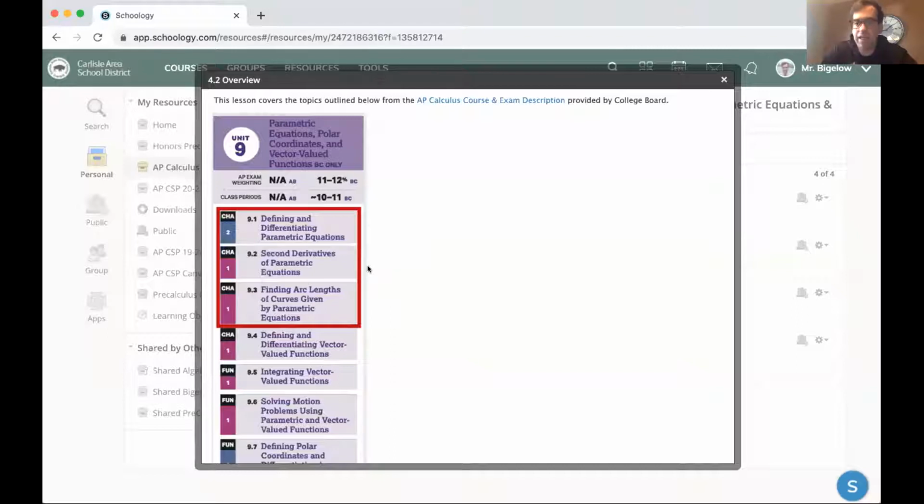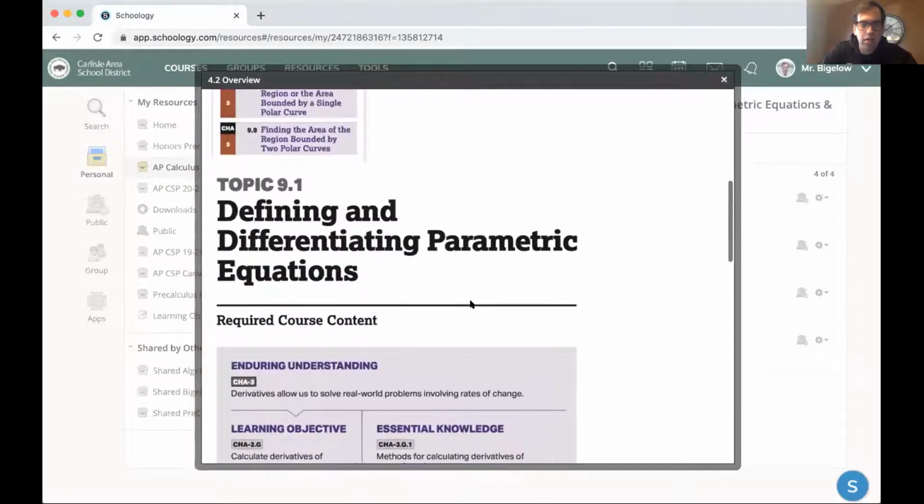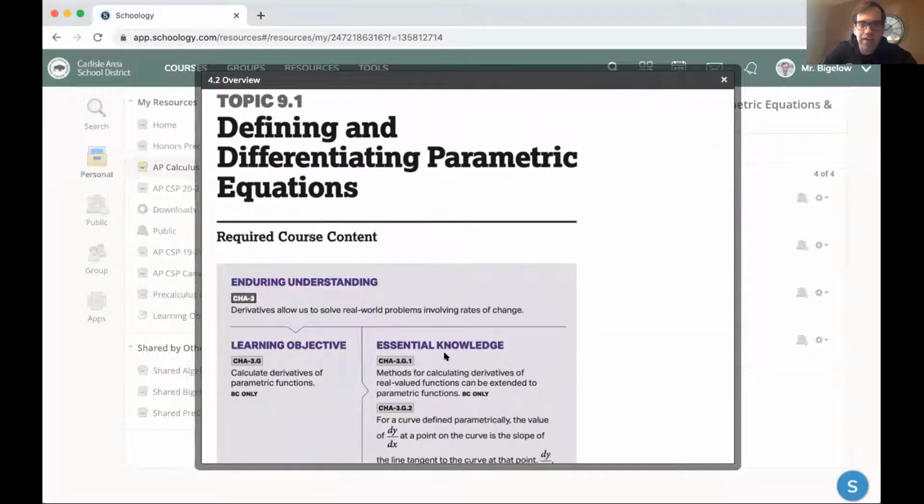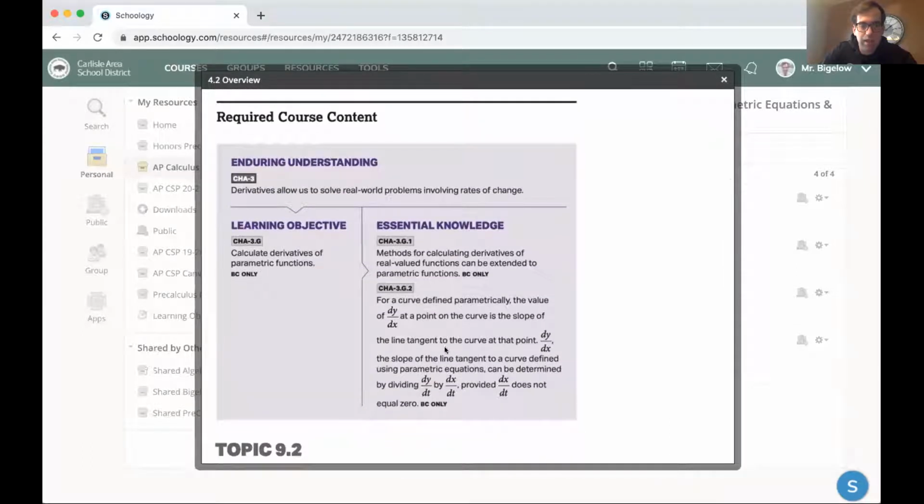So this is where we take the idea of parametric equations, which we talked about last lesson, like one equation that's represented with two sub-equations, one for x equals and one for y equals, and they both have the variable t that they're in terms of, right? And we're going to talk about how we differentiate, find the second derivative, and find the arc length of parametric equations. And I have the College Board topics laid out down here so that we can look at this a little bit more in depth.